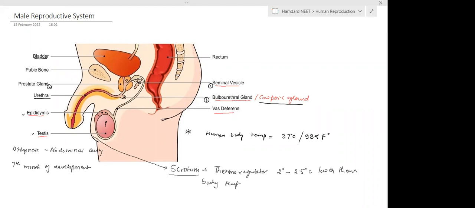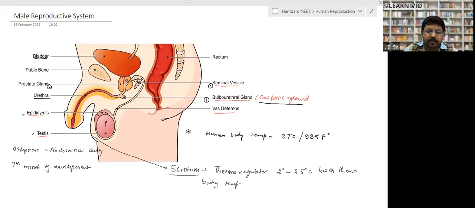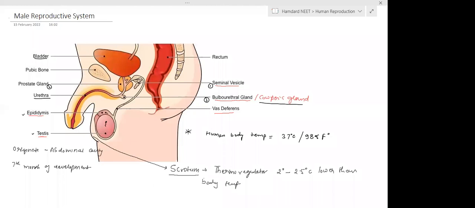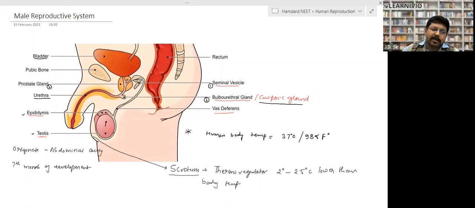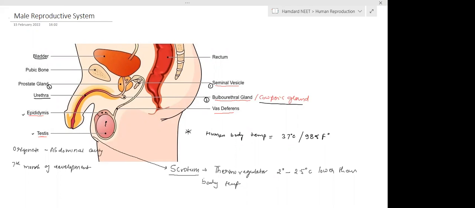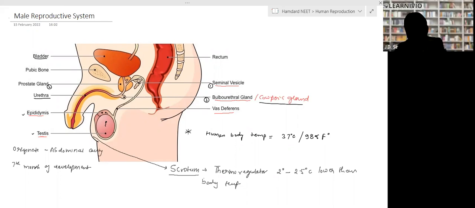Yes, sir. One more important thing. Human testes remain suspended outside of the body. What is the reason behind it? Do you know? Because the temperature should be low. At body temperature, formation of sperm does not take place. Sperm will die, right? So it lowers the temperature of the testes so that sperm do not die, right? So basically, 2 to 2.5 degrees centigrade temperature is less in the scrotum, so that sperm do not die. So the function of the scrotum is this pouch, in which the testis remains suspended. This pouch is a thermoregulator, right? It maintains the temperature of the testis so that sperm do not die, right?